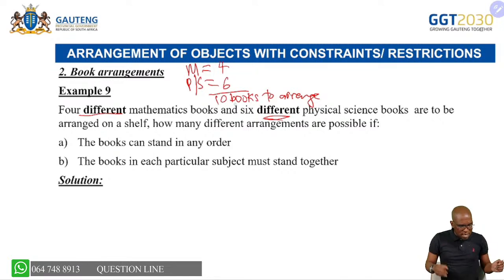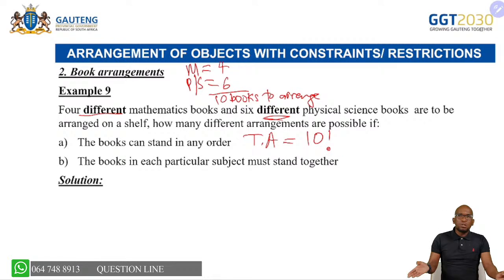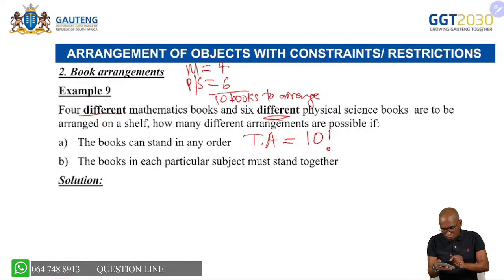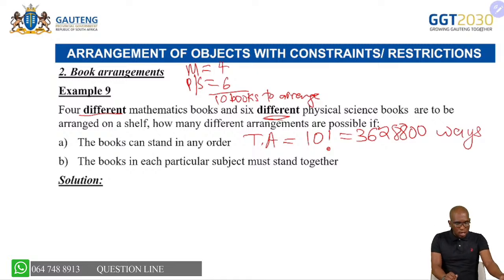So they are different, and you want to arrange them, and if they stand in any order, they are 10 books. If they stand in any order, the total arrangement would be 10 factorial. So that takes us to rule number 2. So that is 10 factorial. If we put 10 factorial in the calculator, we get 3628800 ways. So these are the total number of ways in which they can arrange themselves.